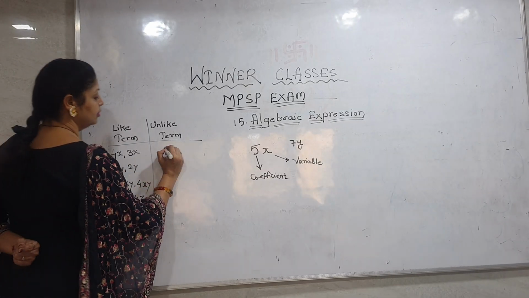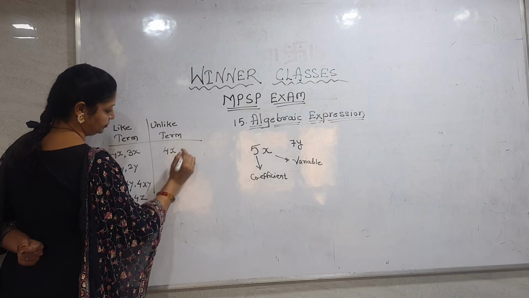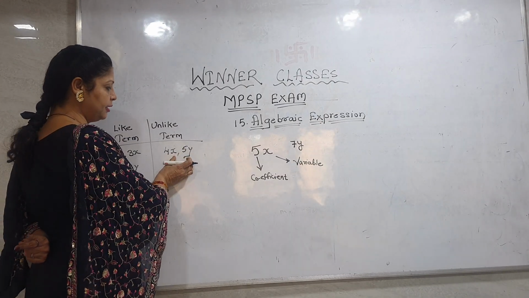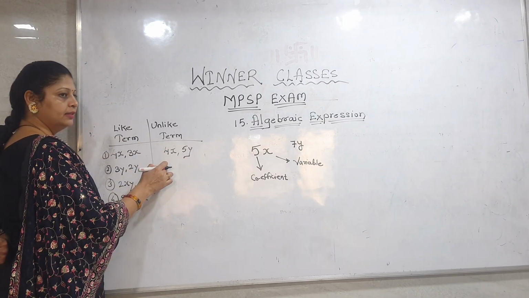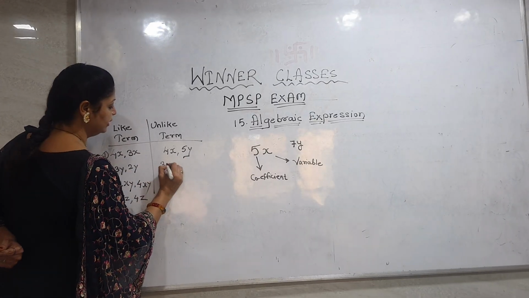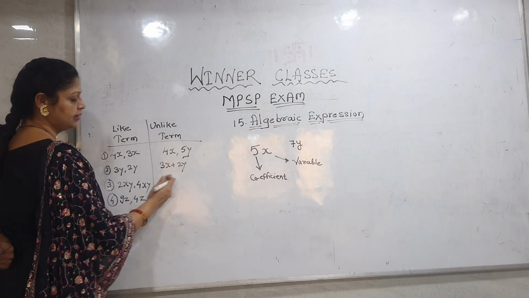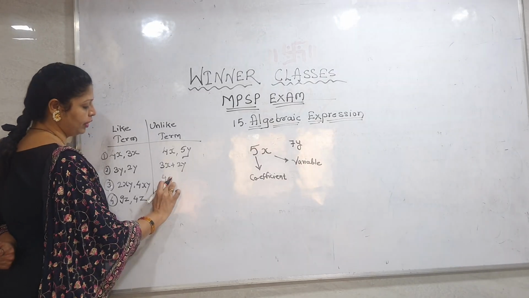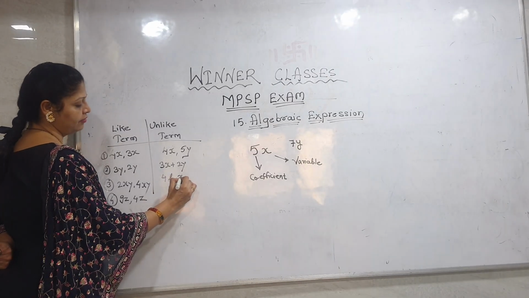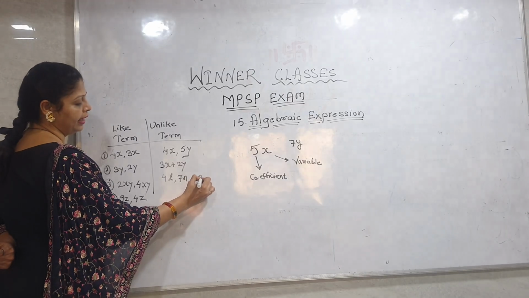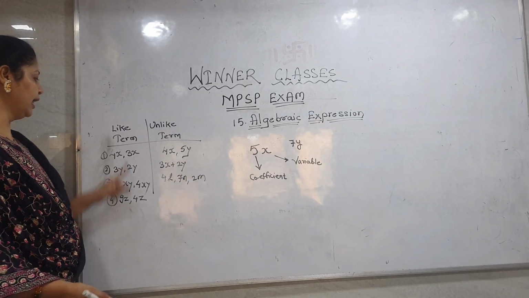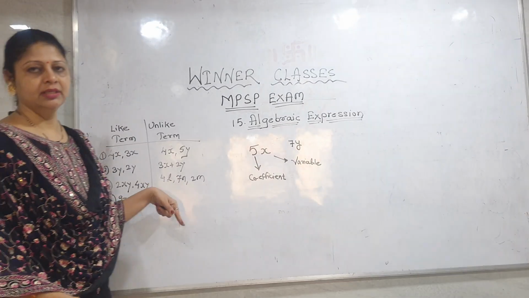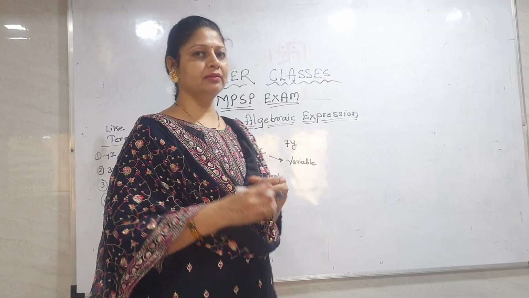And suppose letters are different, letters in alphabets, variables are different, then we call that unlike term. For example 3x plus 2y, so it is unlike term because variables are different. Or we can take 4l, 7m, 2m. Here 4l and 7m are unlike terms, and where the letters or variables are same, it is called like term. Like term and unlike term, these two things are the main important things in this lesson.